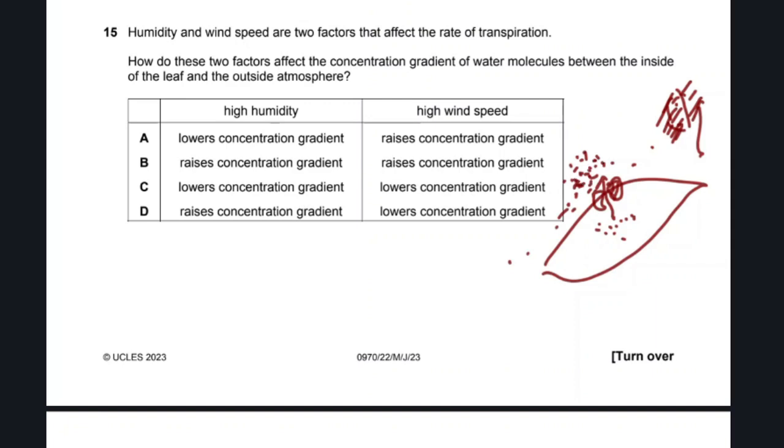Due to more humidity outside, the concentration gradient will decrease. So it lowers the concentration gradient when there is high humidity, meaning more water vapors in the atmosphere, and high wind speed raises the concentration gradient because it carries the vapors away from the stomata.